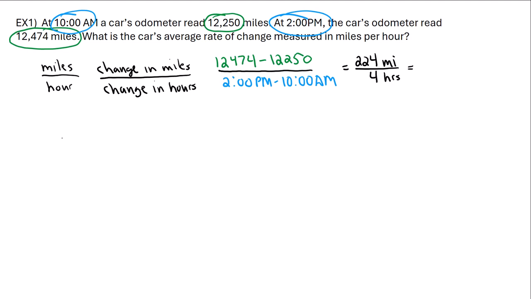If we reduce it, we'll be left with 56 miles per hour. So that's going to be the average rate of change that the car drove. You know, sometimes it's going to be driving faster, sometimes it's driving slower, but on average in that time span, which in this case looks to be 4 hours, it was about 56 miles per hour.